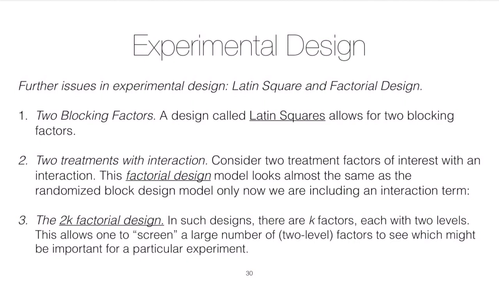So you might have two blocking factors. There's no reason to think that you should just be limited to one. And Latin squares allow you to take two blocking factors into account. You might also have two treatments with an interaction, and we looked at this a little bit. In this case, you have a factorial design, and so we talked a little bit about full factorial designs. And then you could also have a 2^k factorial design where there are k factors, each with two levels. And there's lots of literature that I can direct you towards to study these sorts of designs.